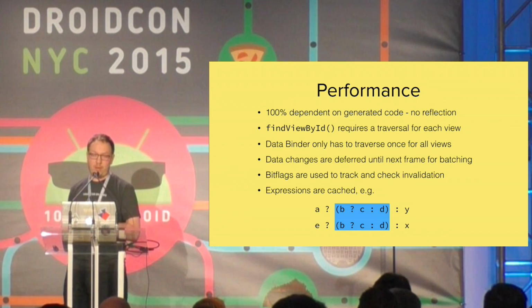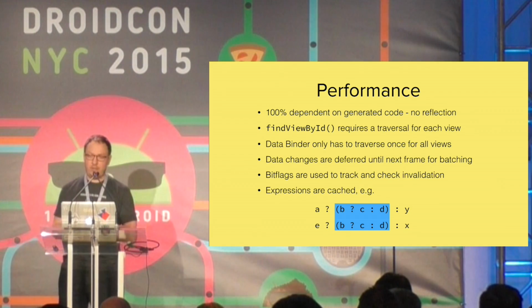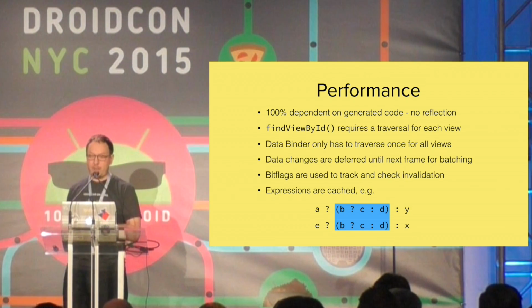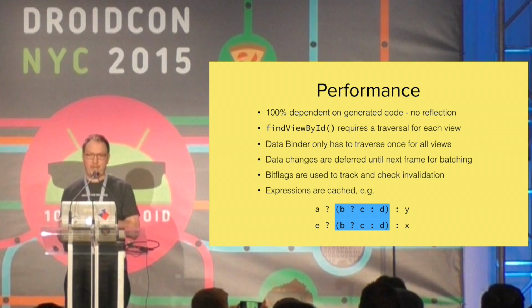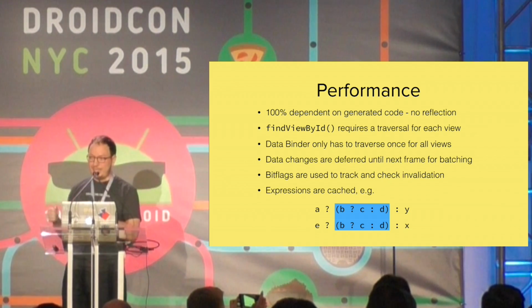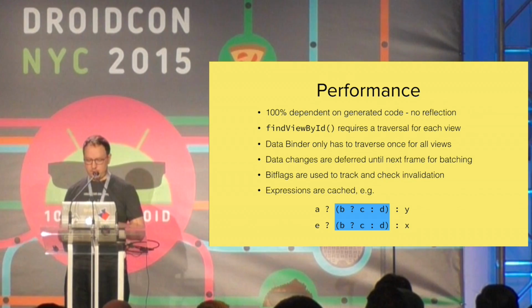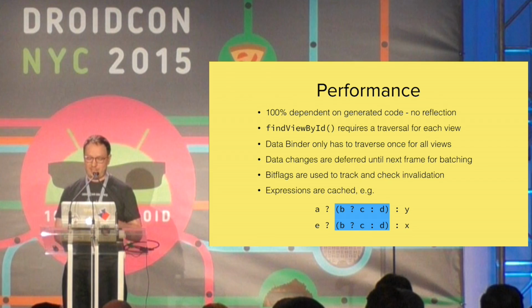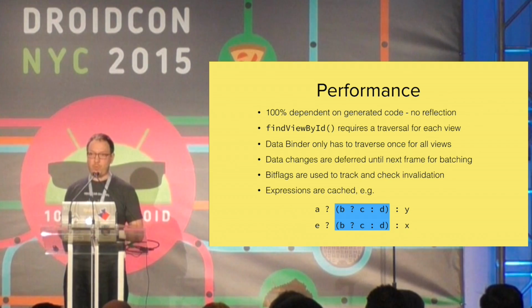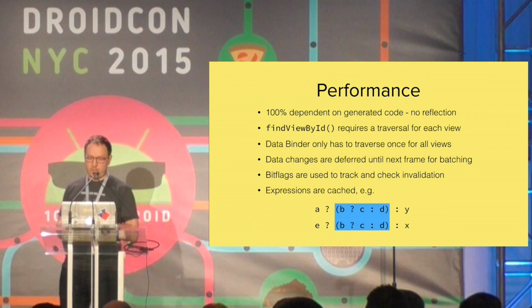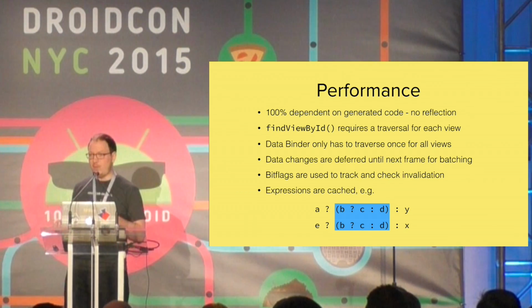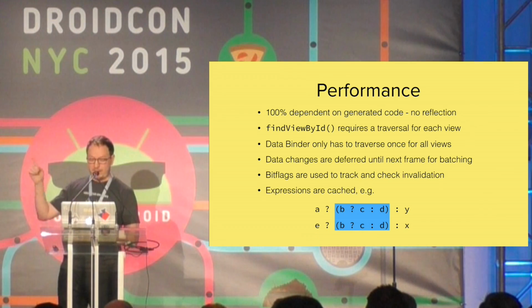This is a very popular model now, like Dagger 2 is completely generated code based. That was actually one of the big differences between Dagger 1 and Dagger 2, is that Dagger 2 is completely generated code based and it's much faster. Secondly, the code in these generated classes is highly optimized and much more efficient than code that you'd write by hand a lot of the time. I talked about how finding a view by ID is expensive and it requires a traversal for each view. I'm not going to mention that again, but data binding only requires one traversal to bind all of the views.